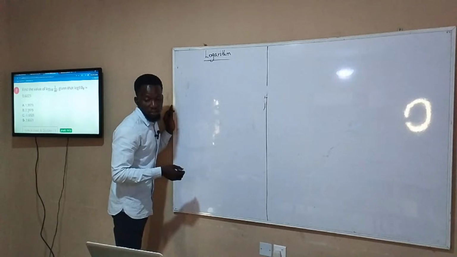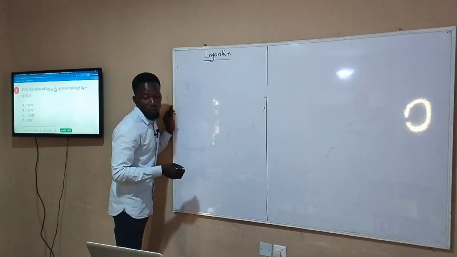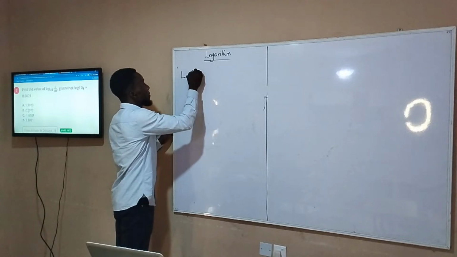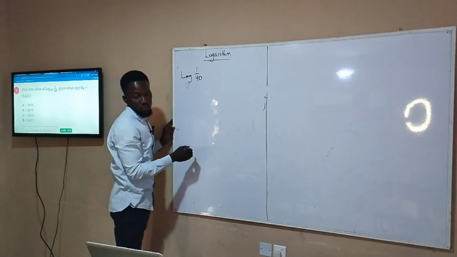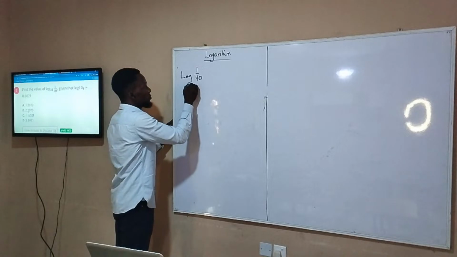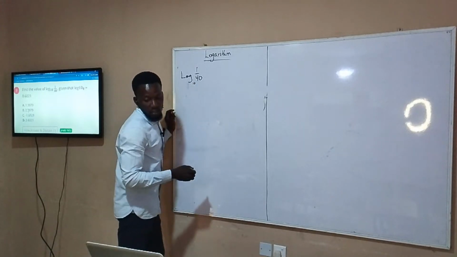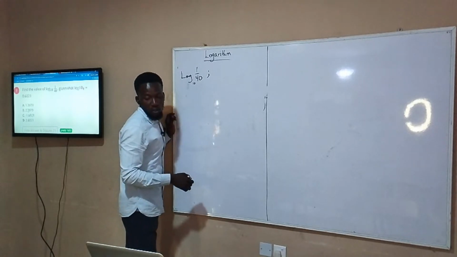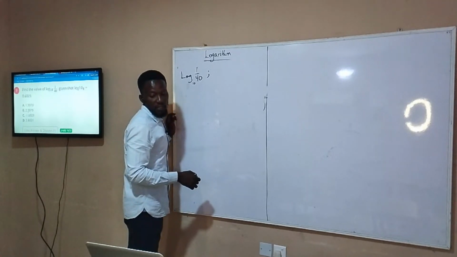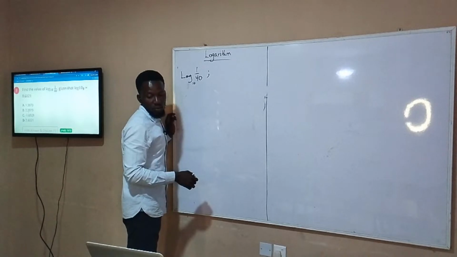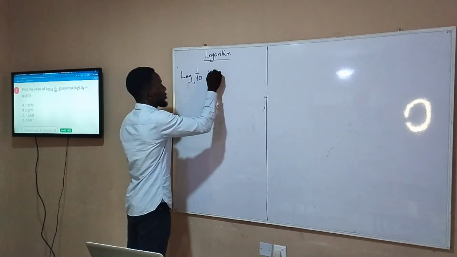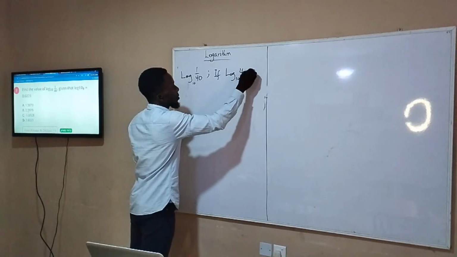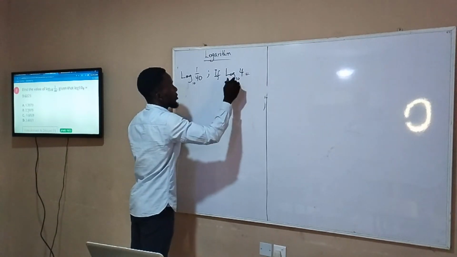We have to find the value of log 1 over 40 base 10, if log 4 base 10 is 0.6021.